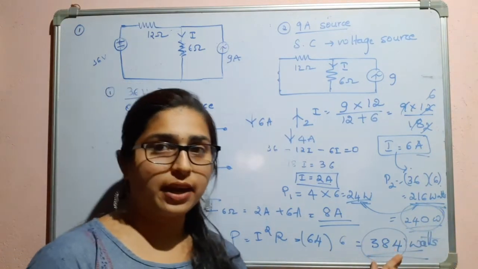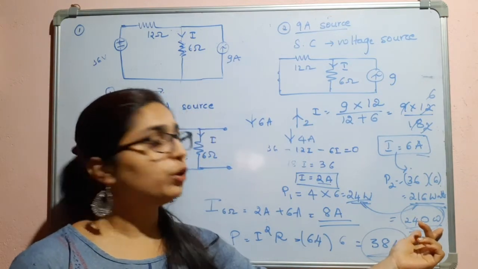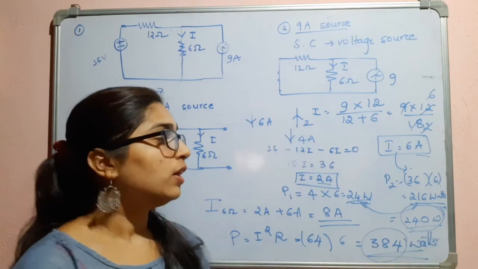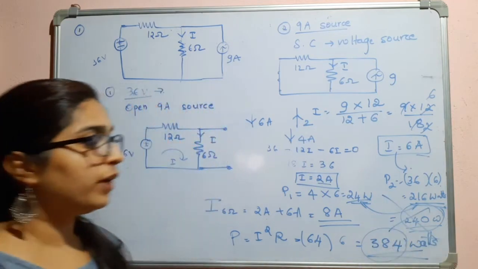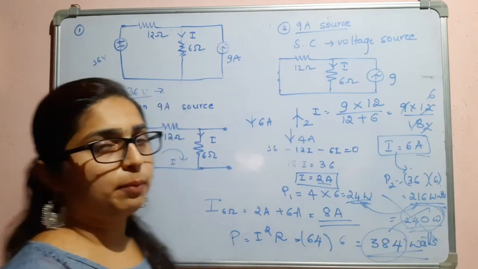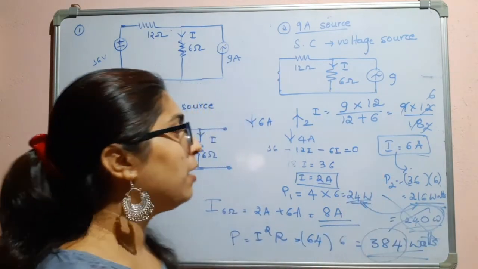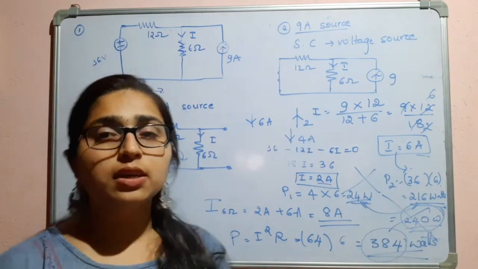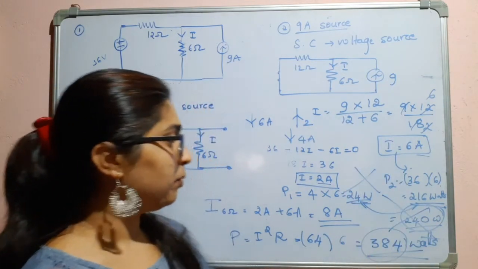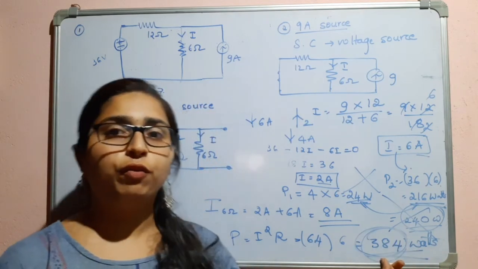Actual power is 384, but using superposition theorem, I am getting 240 watts. So that will be wrong. So we cannot find the power using the superposition theorem. If you want to find the voltage and current, then that's fine. But power, you cannot find out using the superposition theorem. So actual power which is dissipated is 384 watts.